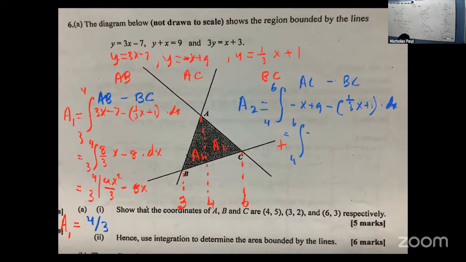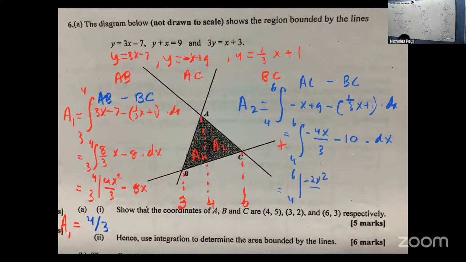What will that be? Minus 4 over 3, and minus 9 minus 1 is minus 10. Anybody got that? To integrate, minus 4x on 3 minus 10. That's where you have to integrate. And then you plug in 6 and 4.